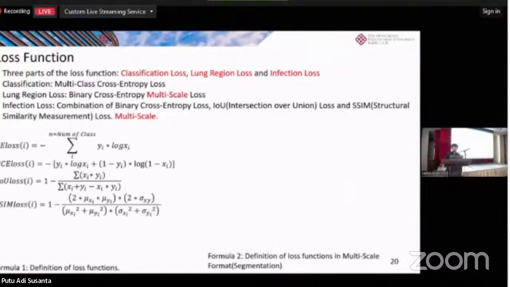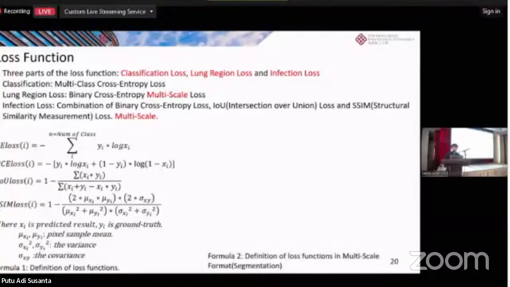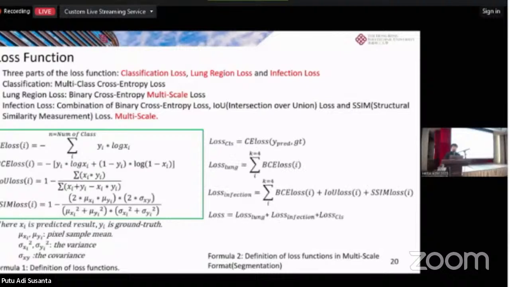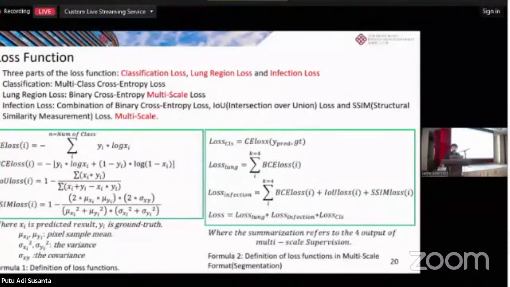Our loss function contains three parts. The first is the classification loss, which is the multi-class cross entropy loss. And the second is the supervision loss for the lung regions, which is the binary cross entropy multi-scale loss. And the final loss, which is the most important loss, the infection loss, is the combination loss of the binary cross entropy loss, the intersection over union loss, and the structural similarity measurement loss in the multi-scale format.